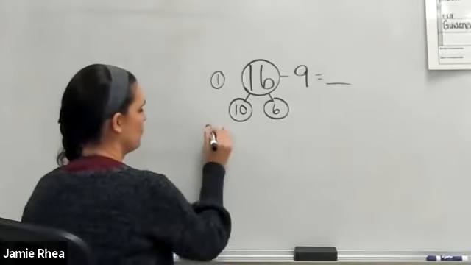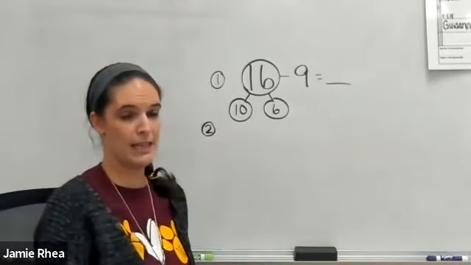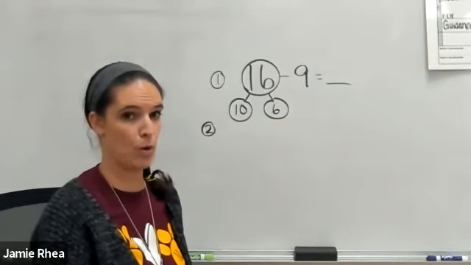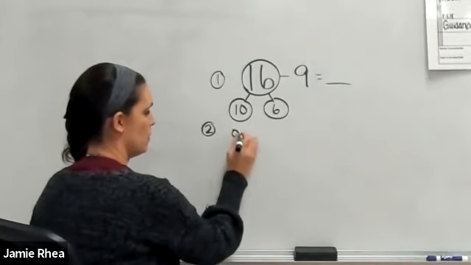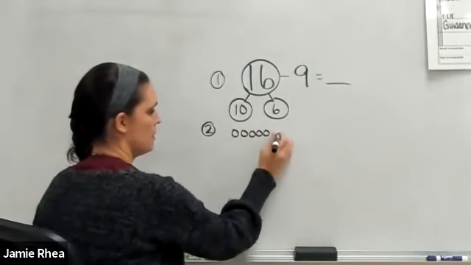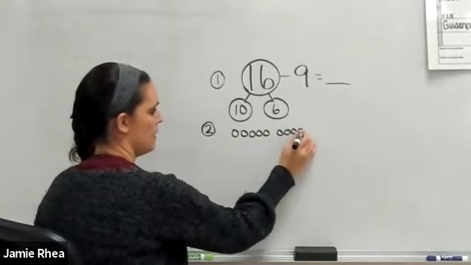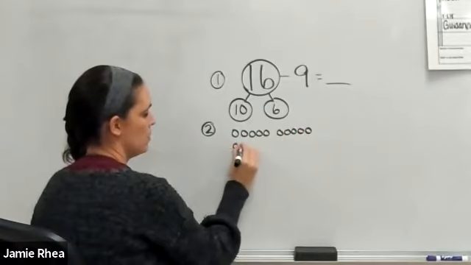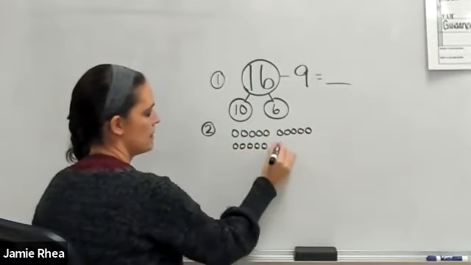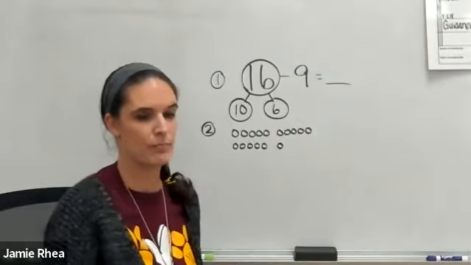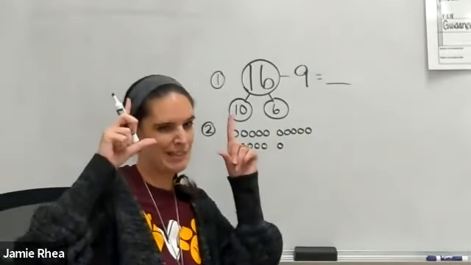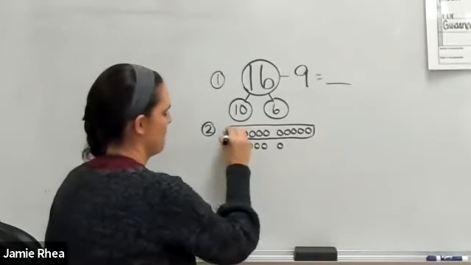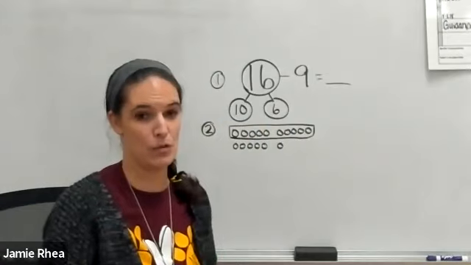All right, here we go. Step 2, draw it out. We're going to draw our 10 and our 6 in 5 group rows. So let's go. 1, 2, 3, 4, 5, 6, 7, 8, 9, 10. Remember to leave a space between your 5s. 1, 2, 3, 4, 5, 6. Now I am going to take a picture of that 10 and frame it. That tells me I have 10 in that group.